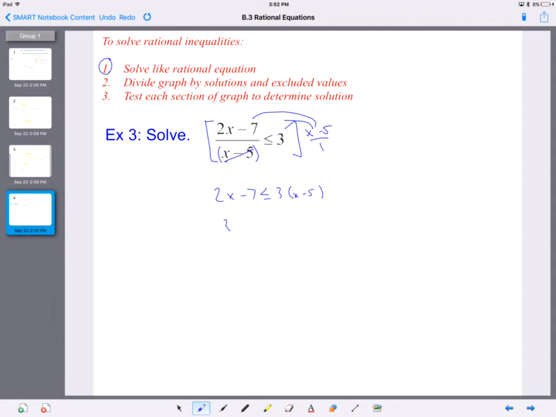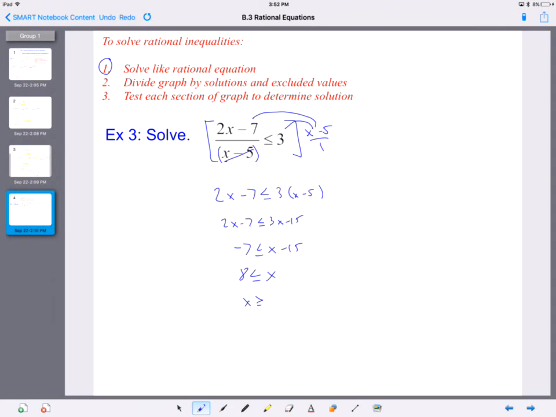So now we need to distribute. 2x minus 7 is less than or equal to 3x minus 15. Subtract the 2x, so that's x minus 15, and then add the 15, so you will get 8.